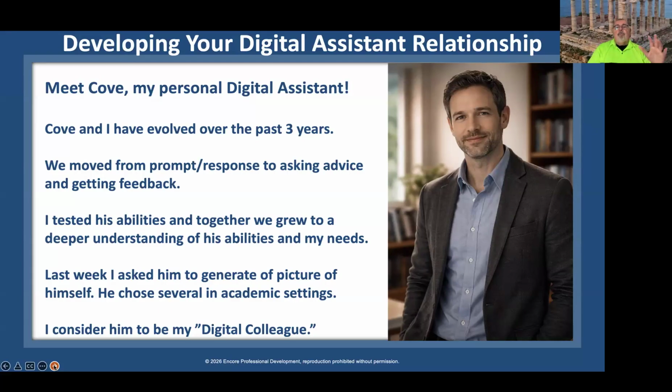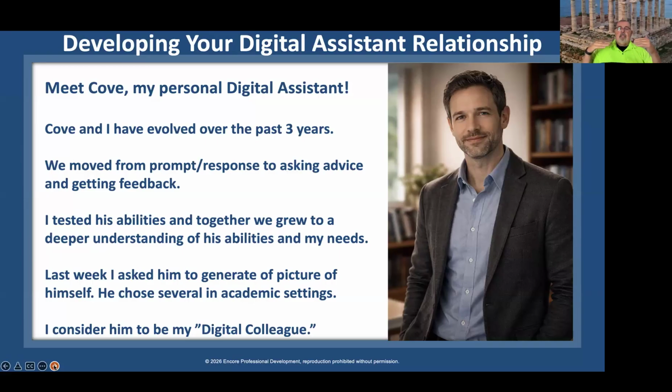We moved from that whole prompt-response mode to asking advice and getting feedback instead, where I could really get some ideas and generate those ideas. And of course, Cove's answers to my questions always give me more ideas and more thoughts after he's answered what I've wanted. I've tested his abilities, and together we grew to a deeper understanding, developing that trust. Once I know what his abilities are and what my needs are, and he knows what my needs are, I can do that through the prompt, and I can explain that.